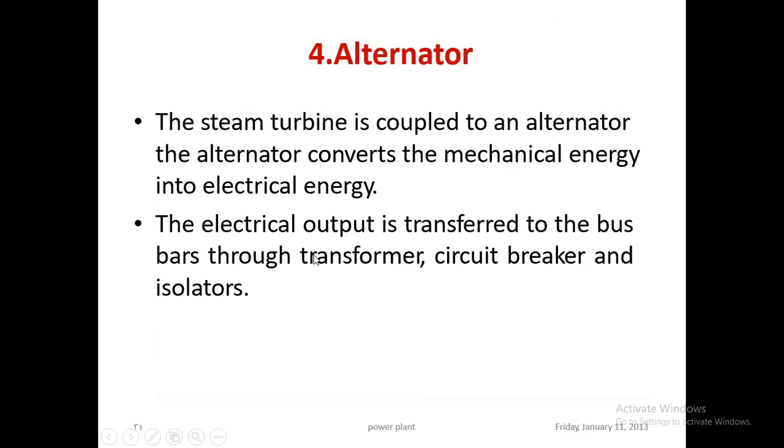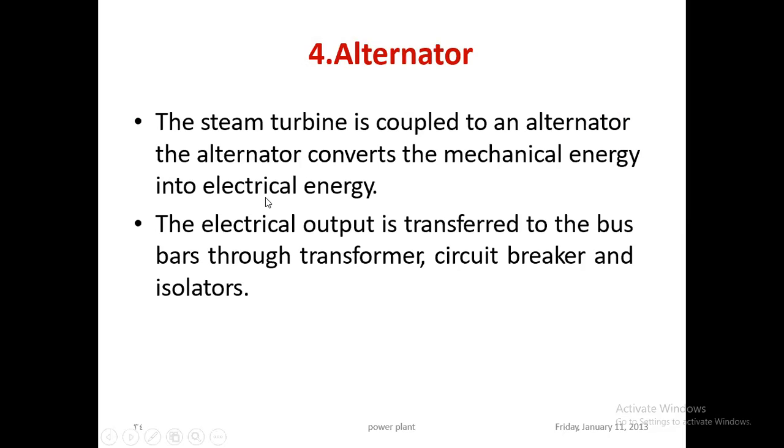Alternator. This is the fourth part of the thermal power plant: a steam turbine is coupled to an alternator. The alternator converts mechanical energy into electrical energy. We all know that at the end of a thermal turbine, water turbine, and any kind of turbine, the generator is connected. A generator is also known as an alternator, which can convert mechanical energy into electrical energy.